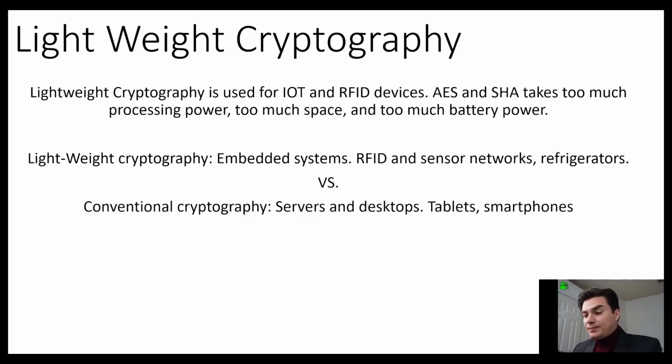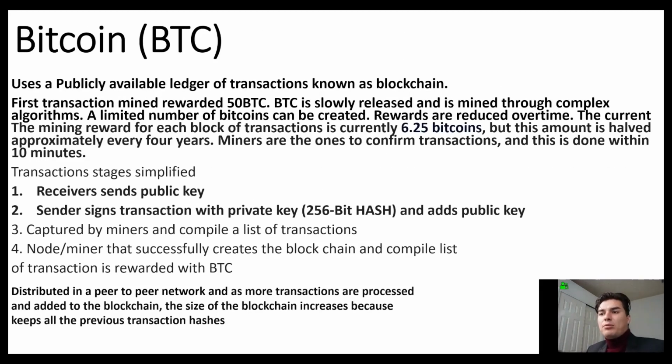So Bitcoin is a publicly available ledger of transactions known as blockchain. And publicly available ledger means anybody can go look up those transactions and see how the Bitcoin was transferred from one person to another. The first transaction ever mined was 50 Bitcoin, and there was a limited amount ever created. So Bitcoin is slowly released and it's mined through complex algorithms, and the rewards are reduced over time because currently the mining reward for each block is about 6.25 Bitcoins, and it's halved approximately every 4 years.